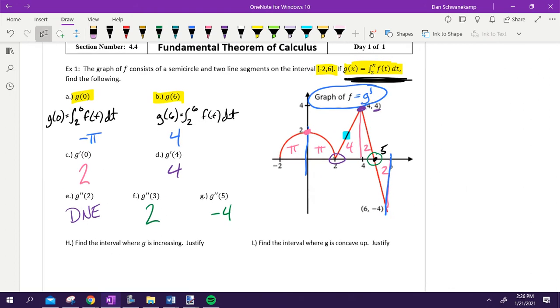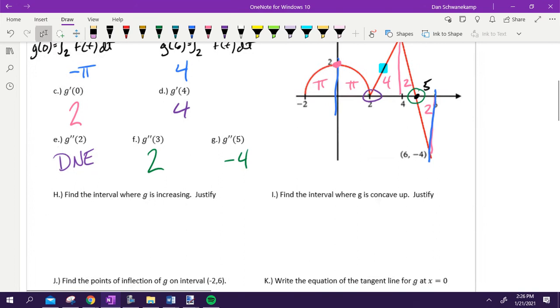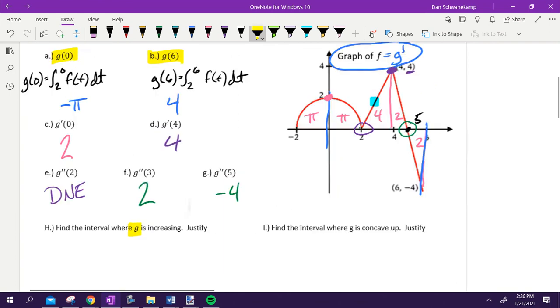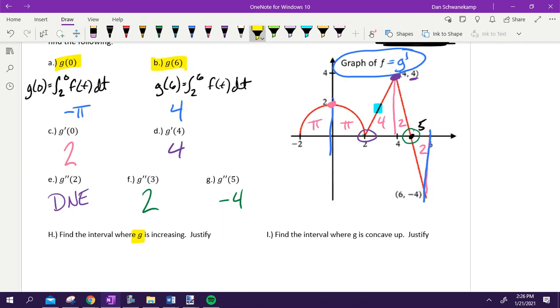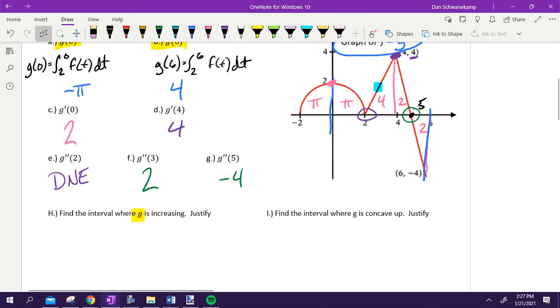Now we get into the free response questions. Okay. Find the interval where g is increasing. We are answering, this is super important, we are answering a question about g, but the graph was f. The first thing you have to do on a question like this is establish the connection. If you don't write this, you don't get any points for anything on this paper.